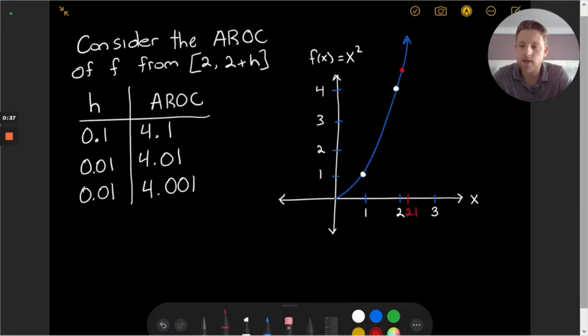We found in our last video when h, this small quantity, was equal to 0.1, we had an average rate of change of 4.1. And at 0.01, the average rate of change got smaller, went to 4.01. And I've calculated one more step in our table below. So let's just remember from our picture here, what are we creating with this average rate of change? The average rate of change between 2.1 and 2 is the secant line slope between those 2 points.